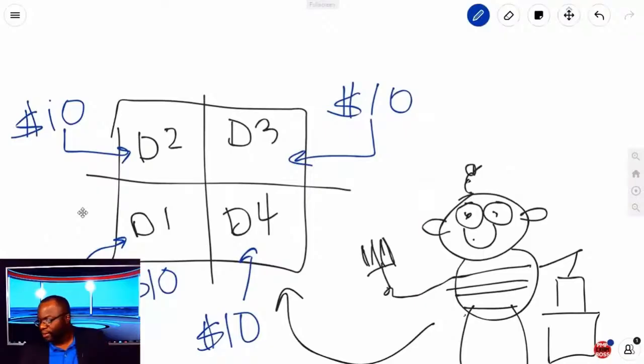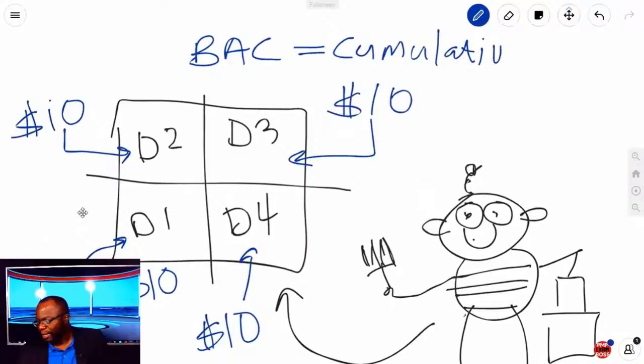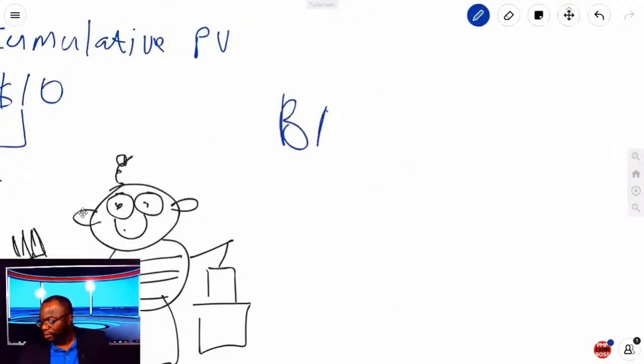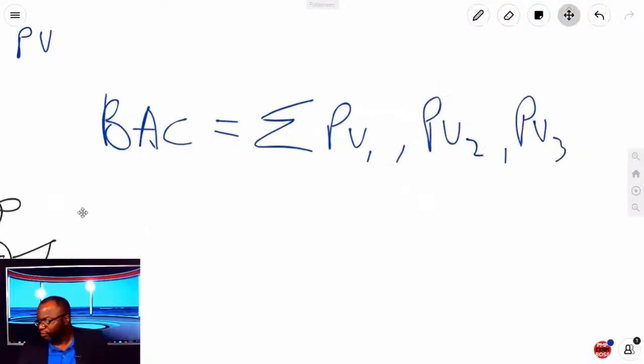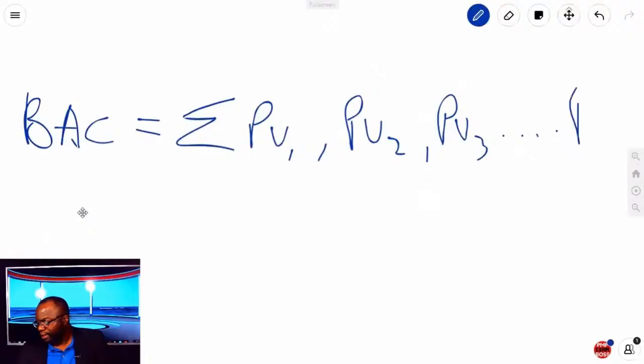And that metric is the BAC, the budget at completion, which is known as your cumulative planned value. BAC is cumulative planned value, folks. This is so important. I cannot overstate that your BAC equals the summation of your PV1, your PV2, your PV3, all the way to whatever PVN is.